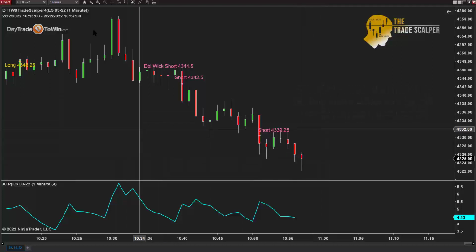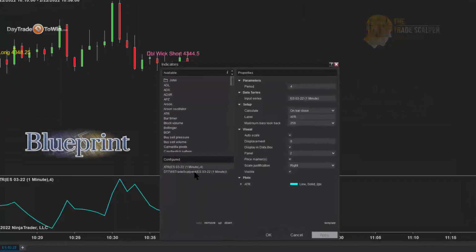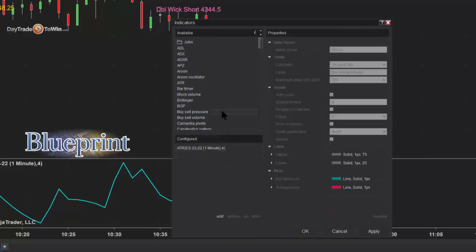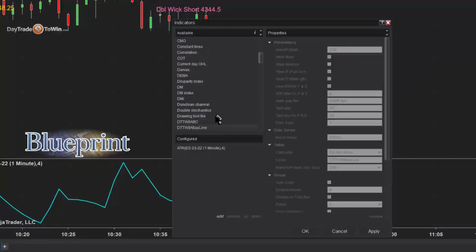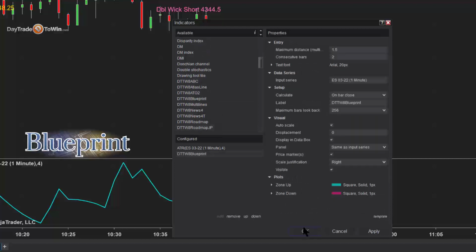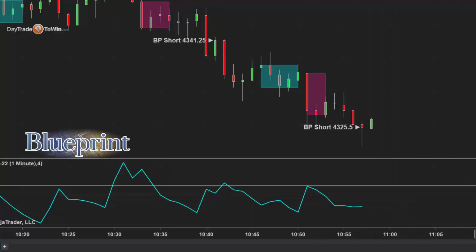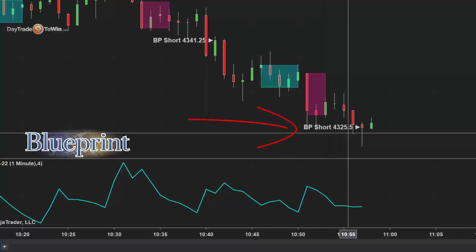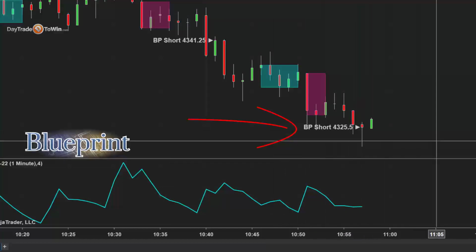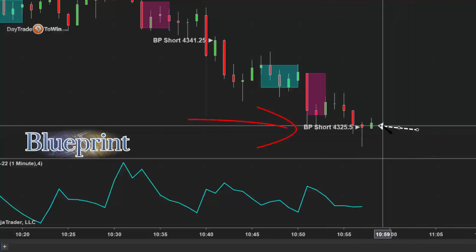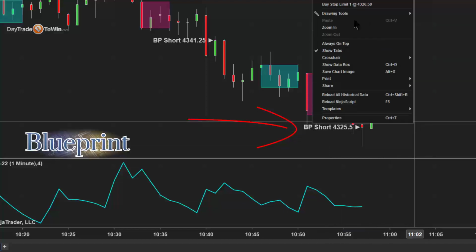Let's take a look at the blueprint. The blueprint is another software included with mentorship, and I'm going to remove the Trade Scalper and add the blueprint software. The blueprint software is new. It's a method that we teach. And here we have also another short signal here on the blueprint, 43.25.50. So this is a very good opportunity to go short, even if you can't, as you can see, at a better price.